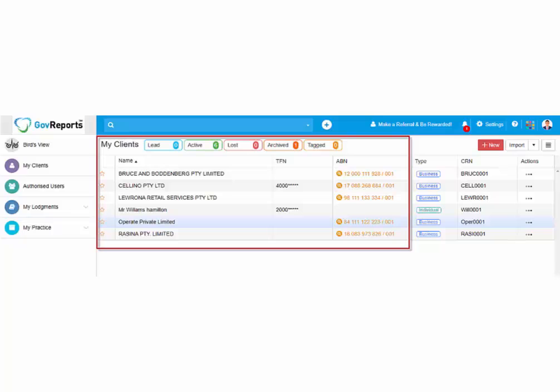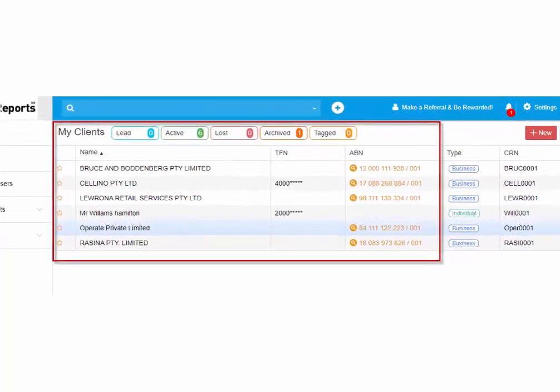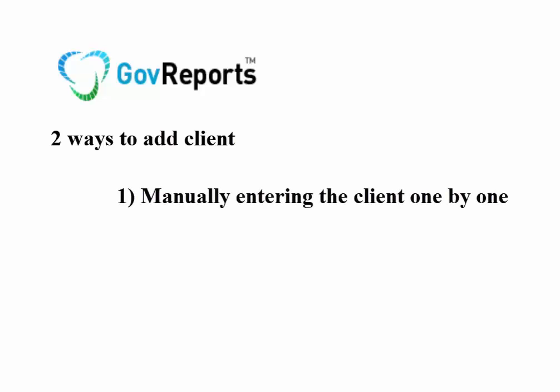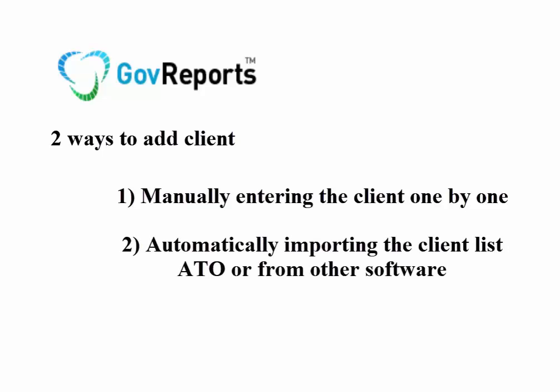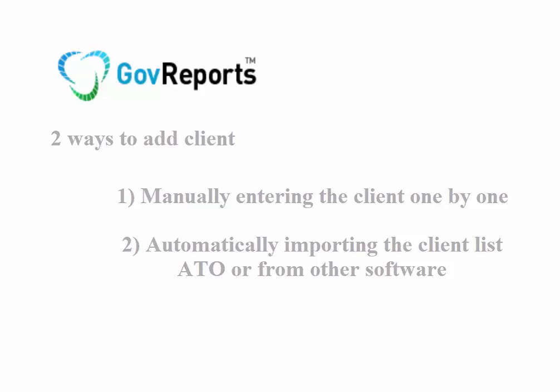Clients. Let's bring in the clients and test run GovReports. When starting out with GovReports, there are 2 ways to add clients. 1. Manually entering the clients, one by one. 2. Automatically importing the client list from the ATO, or from other software.